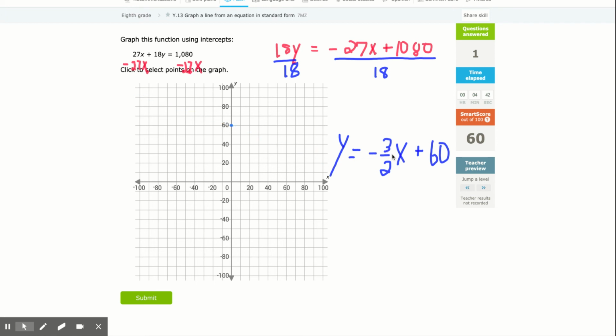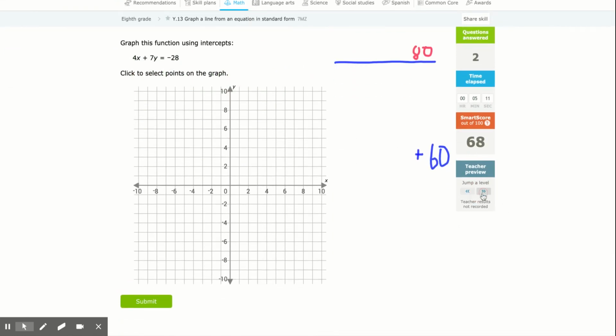Now I'm going to go down 3 and over 2. And you might ask, how do I go down 3 and over 2 when the scaling's by tens? Well, I can go down 30 and over 20. That is the same ratio as 3 over 2. So realize that you need a ratio of 3 to 2. 3 squares down to 2 squares to the right. I'm going downhill because it's a negative slope.